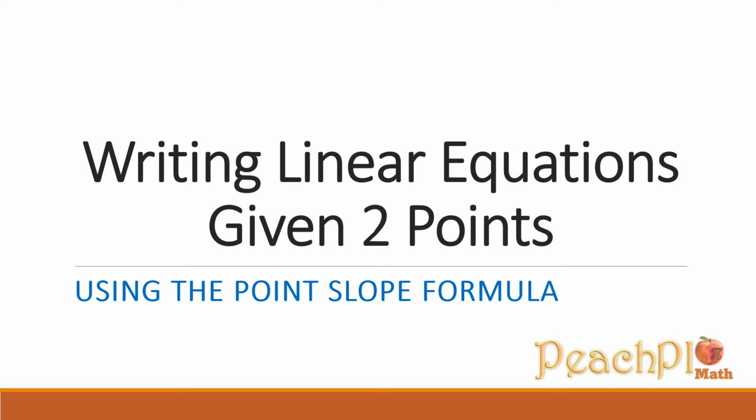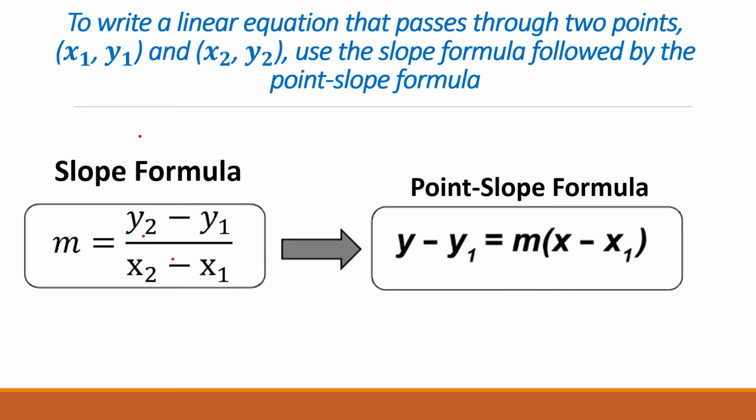In this lesson, we're looking at writing linear equations when we're given 2 points, and we're going to use the point-slope formula. So let's get started. To write a linear equation that passes through 2 points, we have to use the slope formula in order to find the slope. And the slope formula is right here.